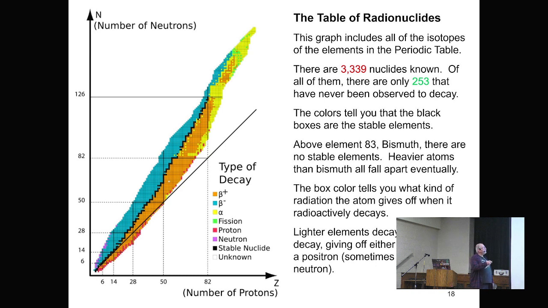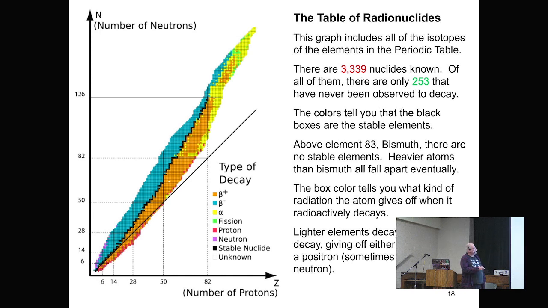Now, the colors in this table indicate all of the boxes that aren't black represent an atom with a number of protons and neutrons called an isotope, which is not stable. So there are 3,339 nuclides, which are flavors of all the elements, but there's only 253 that have never been seen to decay. Okay, so most of these boxes represent elements that fall apart. They don't want to maintain their identity. They want to be something else. And this legend tells you how they decay.